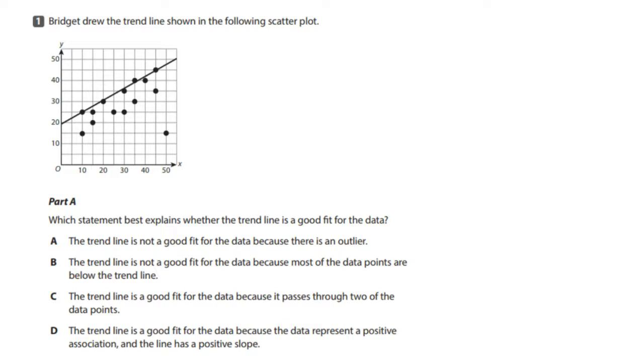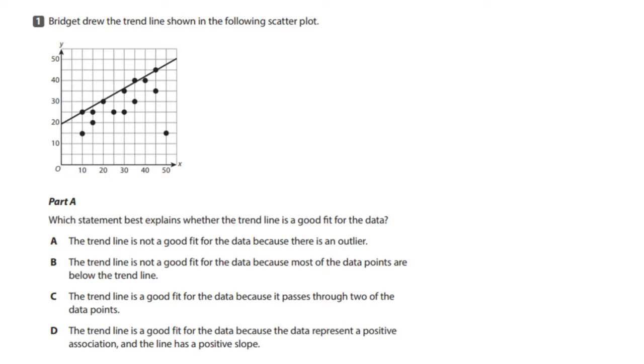Because that would mean they're even closer together. But the fact that it's going through two doesn't mean that the trend line is good. Okay, and then D, the trend line is a good fit for the data because the data represents a positive association and the line has a positive slope.